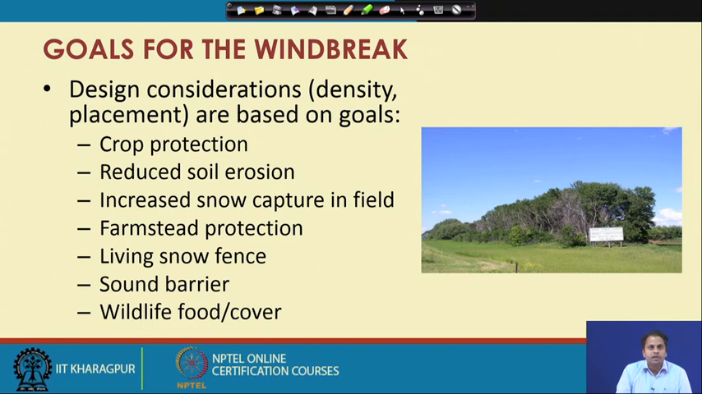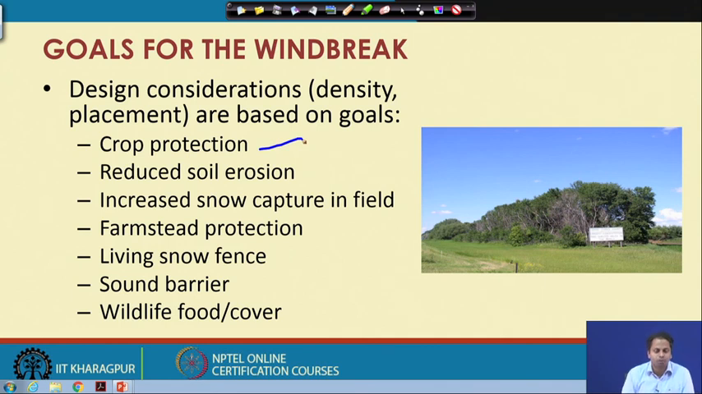To summarize, our goals for designing any windbreak should consider density and placement, and this should be based on different goals. Our goals can be to increase crop production, to reduce soil erosion, to increase snow capture in the field, for farmstead protection, for a living snow fence or a sound barrier, or for wildlife food and cover. So, there are different objectives, and accordingly for different objectives we need to modify the density and structural conditions.